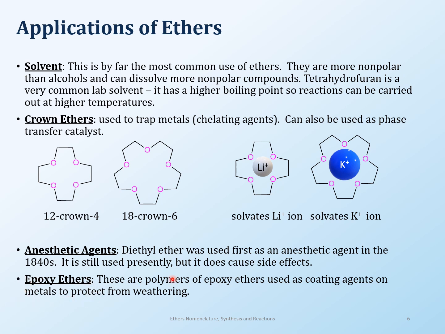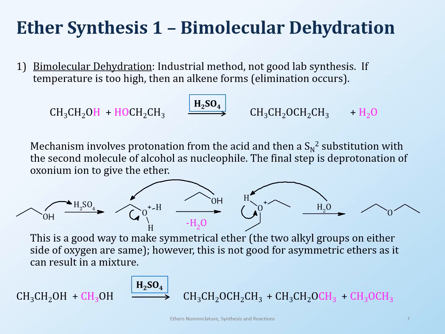And then finally, epoxy ethers. Epoxy ethers are kind of polymers, and these are used as coating agents for a lot of things like metals and some wood also, to protect them from weathering. So it's really very, very practical things here.